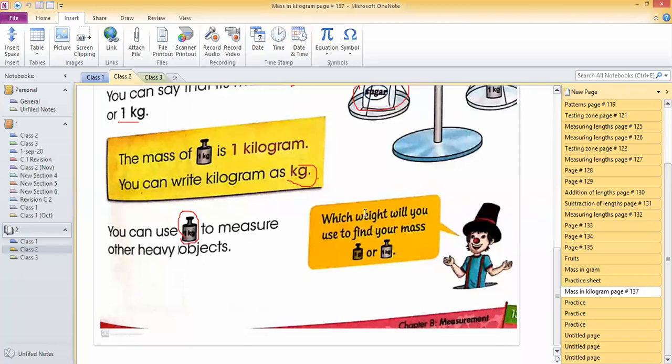You know that we use kilograms to measure different heavy objects. The book is asking about your weight. Which weight will you use, gram weight or kilogram? Yes guys, can you tell me, for your weight, which will you use? Kilogram. That's very good, because for heavy objects we use kilogram. We use gram for light objects. We have already finished the drill for heavy and light objects.